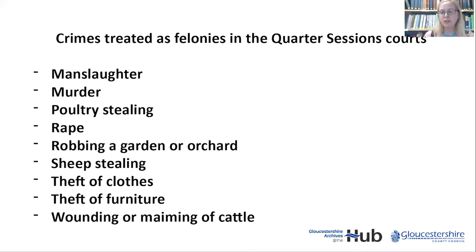But it does mean that you'll find a lot of evidence of crimes, as they were at the time, which we wouldn't really see as crimes that would need to be reported or made a big thing of now, such as theft of clothes. You know, I'm sure people would rob other people all the time.